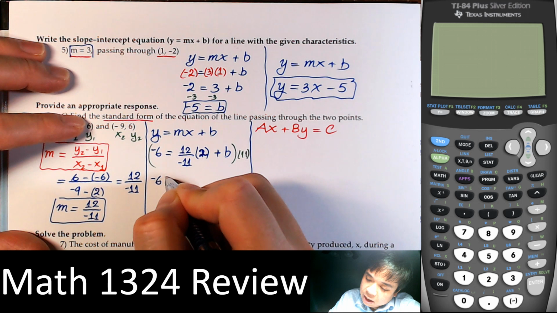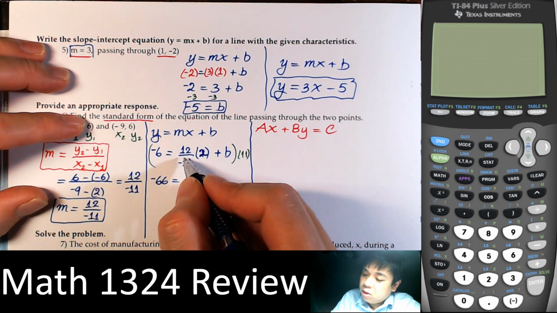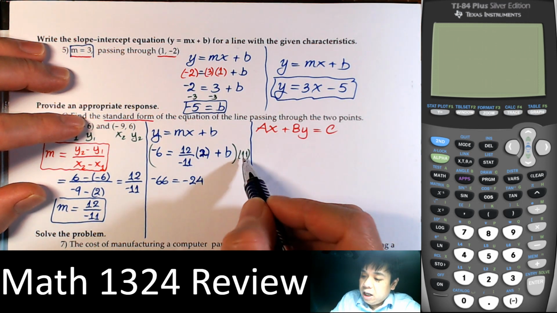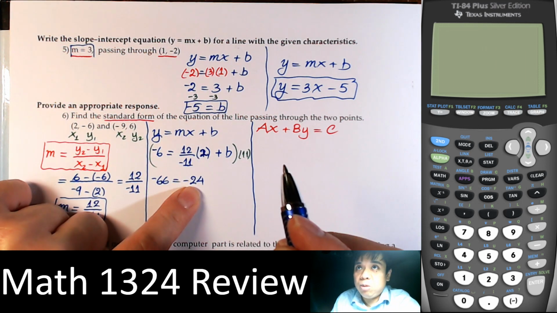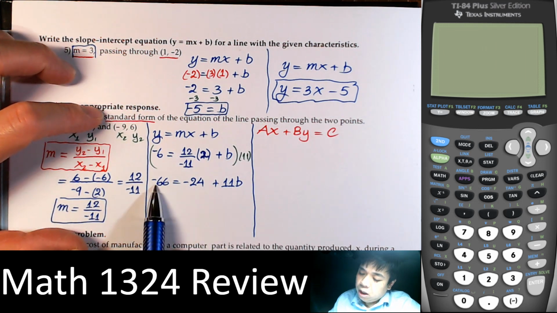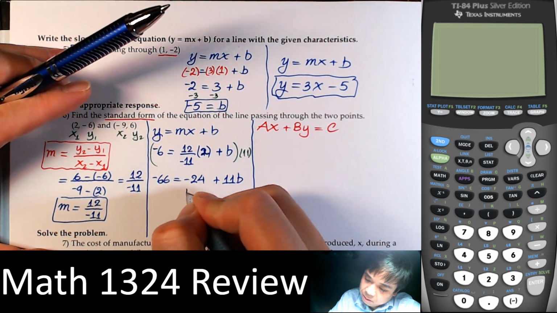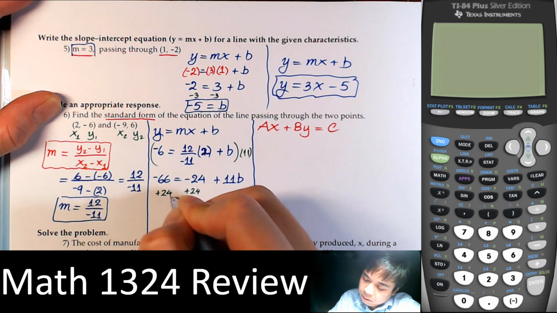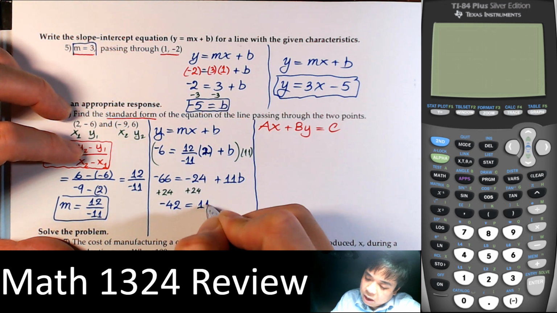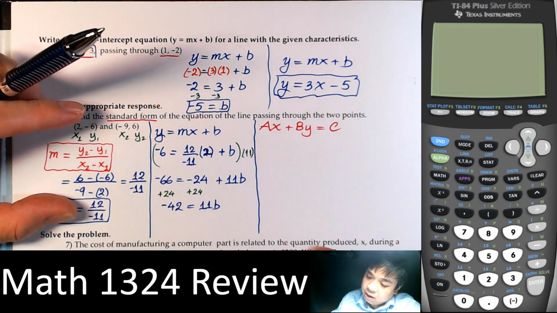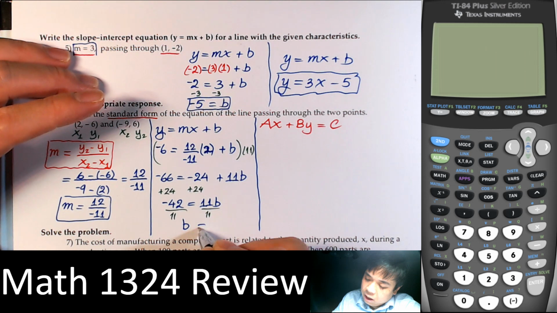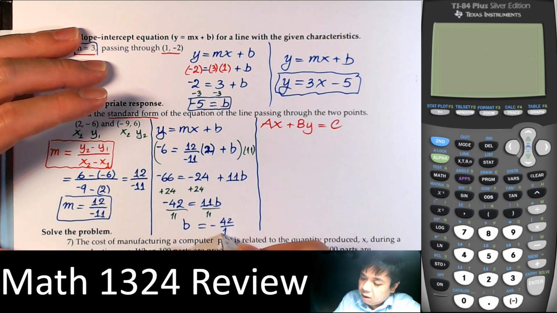That negative 66, 11 cancels. We have negative 24. Yeah, 2 times 12 is 24, and 11 cancel. That's still negative, so that's why it's negative 24, and then plus 11b. So plus 24 on both sides, and we have negative 42 equal to 11b divided by 11. So b is negative 42 over 11.